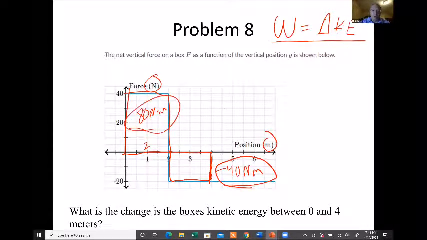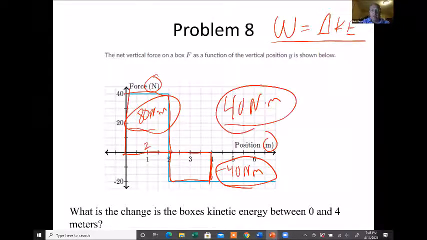So to find the work, we just add those up. That's all the area under the curve. So 80 plus minus 40, we end up with 40 Newton meters or 40 joules of work. And remember that net work equals change in kinetic energy. So 40 joules or 40 Newton meters is what we were looking for on problem 8.